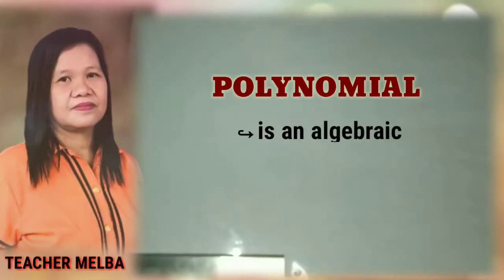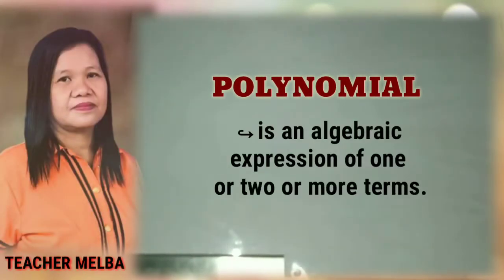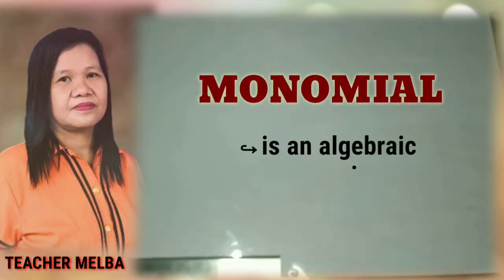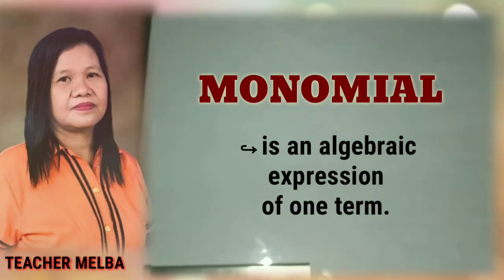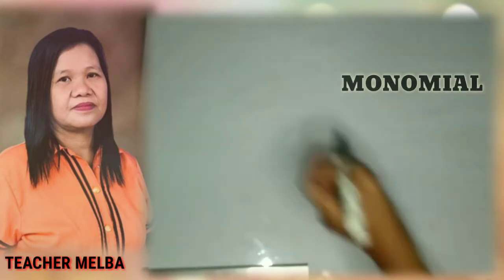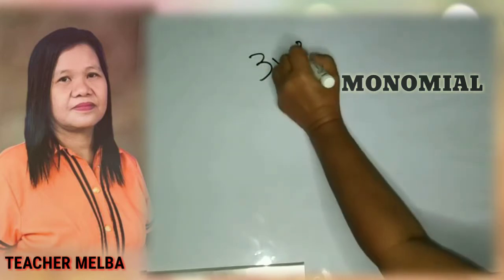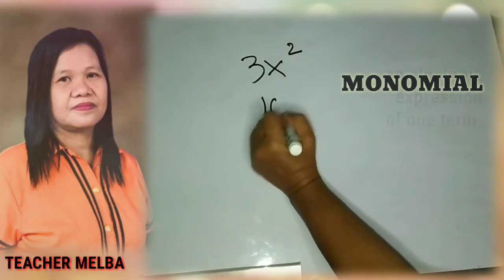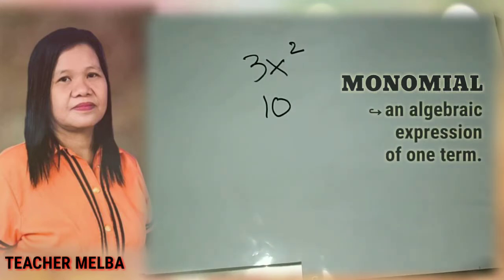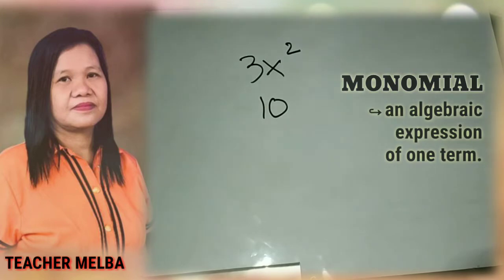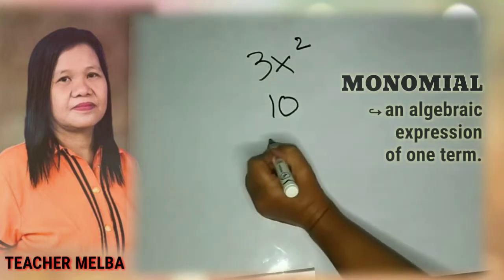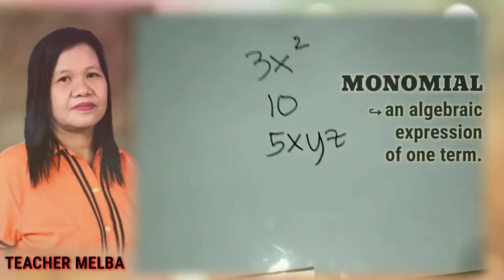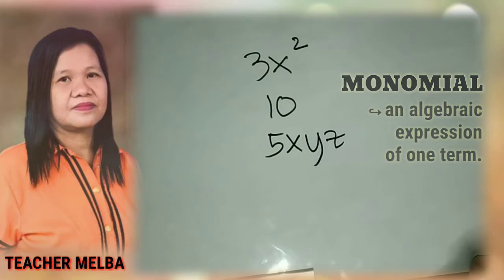A polynomial is an algebraic expression of one or two or more terms. For example, monomial. A monomial is an algebraic expression of one term. For example, we have 3x squared is a monomial. Another is 10. 10 is a constant and it is a monomial. Another is 5xyz. So 5xyz is a monomial.